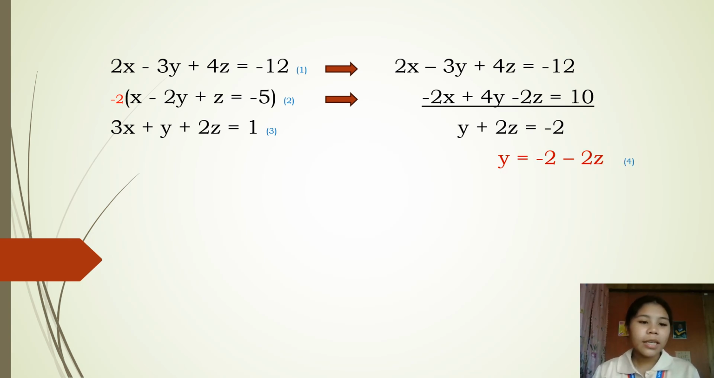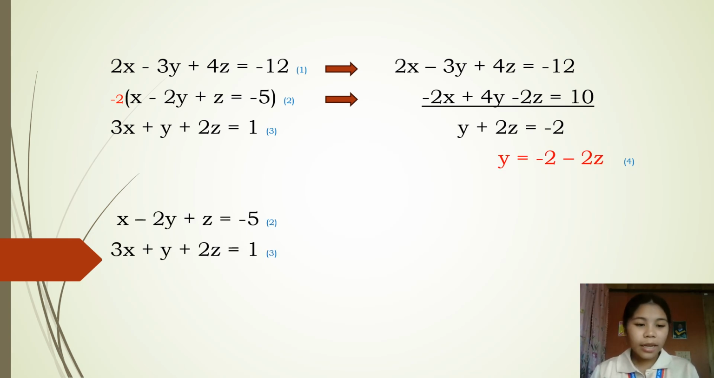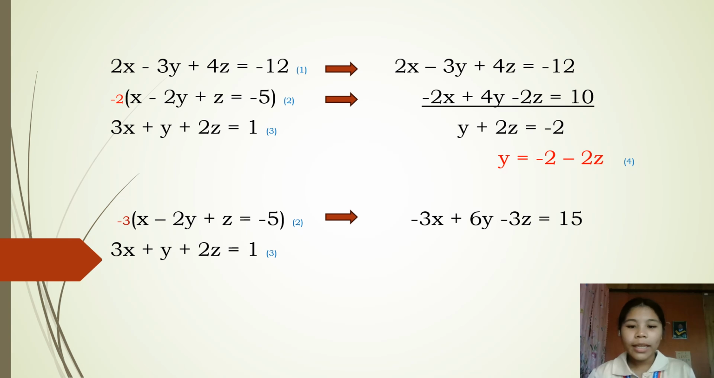To eliminate x in the second equation and third equation, multiply our second equation by negative 3 and add it to the third equation. So therefore, we get negative 3x plus 6y minus 3z is equal to 15. It's because negative 3 times x is negative 3x, negative 3 times negative 2y is positive 6y, negative 3 times positive z is negative 3z, and negative 3 times negative 5 is positive 15.